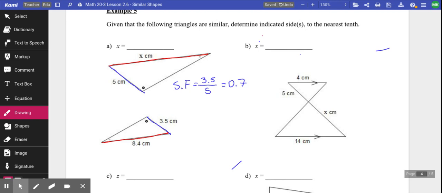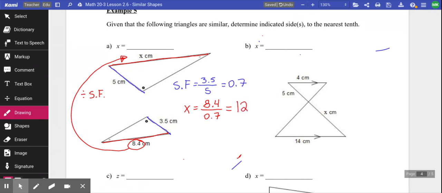Now, if I want to find one of the old sides by using the new side, I need to divide by the scale factor. So 8.4 divided by the scale factor will tell me x. This means that x equals 8.4 divided by 0.7, which is 12. So the original side was 12 long.